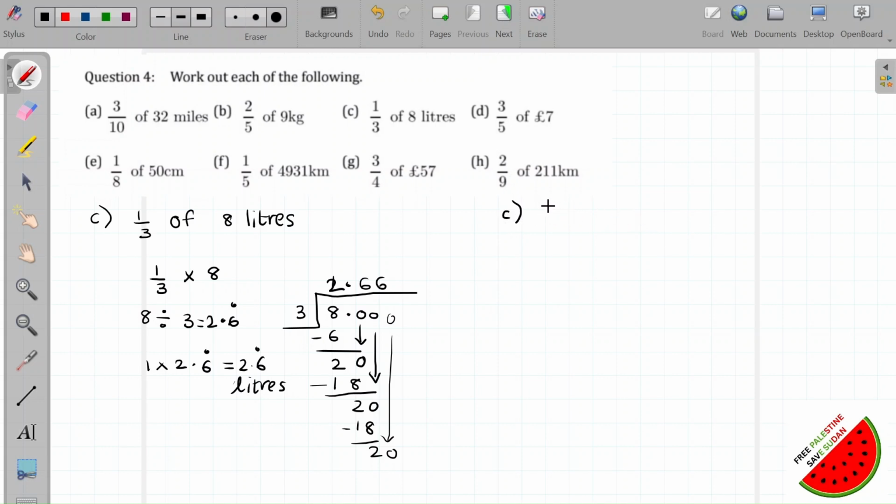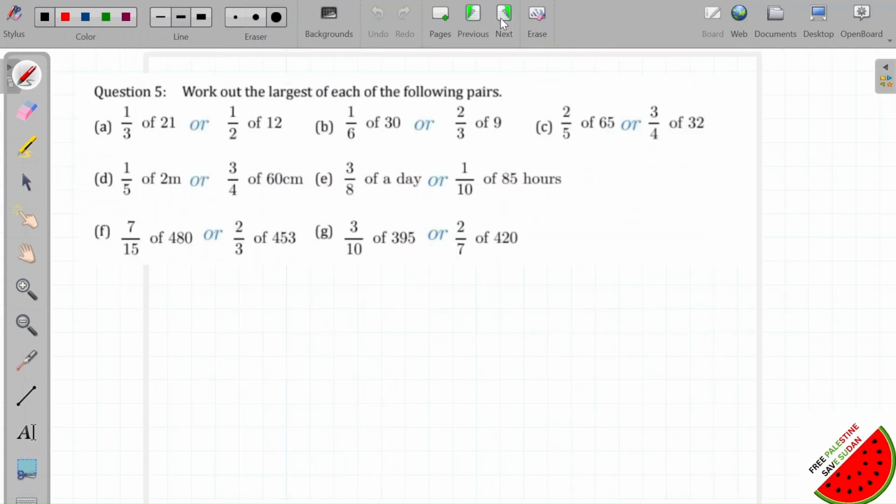And the other way also, I'm just gonna go, you will have 8 over 3, which is 8 divided by 3, and the division is here, so that will still give you 2.6 recurring liters. Okay, that's that. Now let's go on to the second section here.